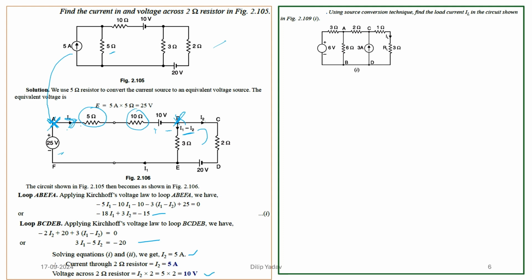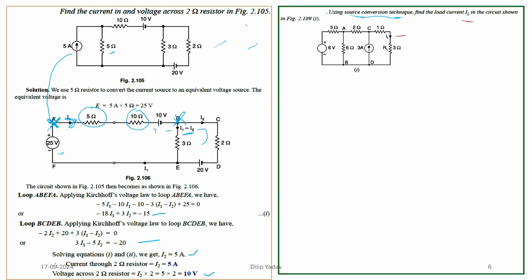the 10 volt across this terminal. Now we have another question that says using the source conversion technique. That means we have to use it because it has been specified. We are going to use source transformation. So how? Using the source transformation, find the load current IL in the circuit shown.